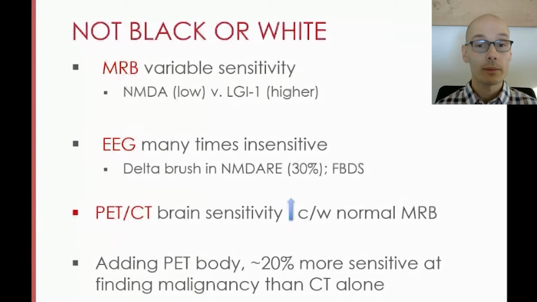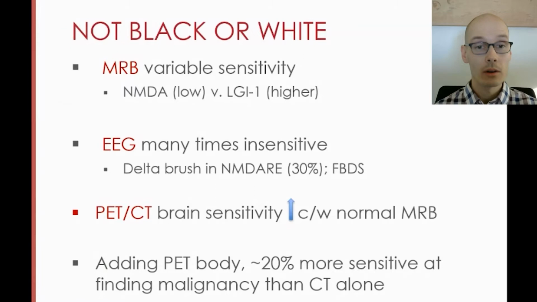The structural imaging, which is the computed tomography or CT, is many times combined with the PET, which is a metabolic study, and that may increase sensitivity, especially when done, well, first of all, when done looking at the brain and looking for temporal lobe abnormalities. And then when looking at the body and adding the PET to the CT, that also may increase the sensitivity. Now, these tests are not without their caveats, though, which we'll discuss shortly as well.